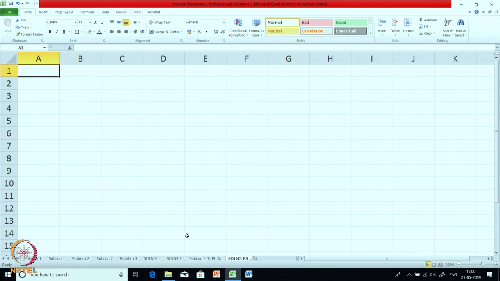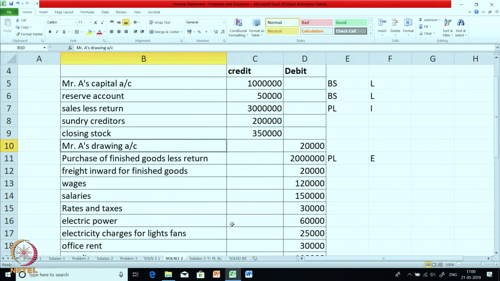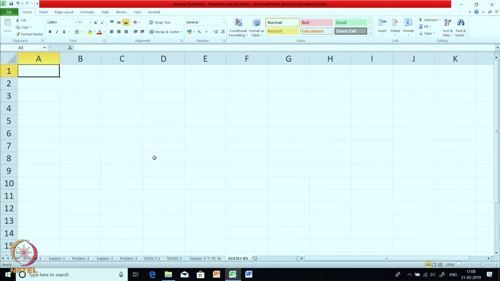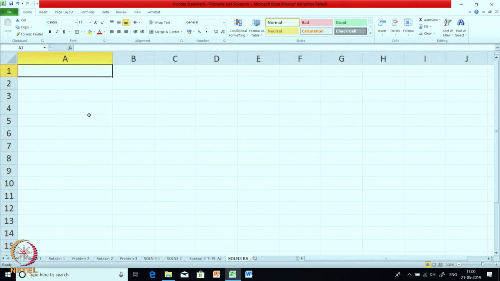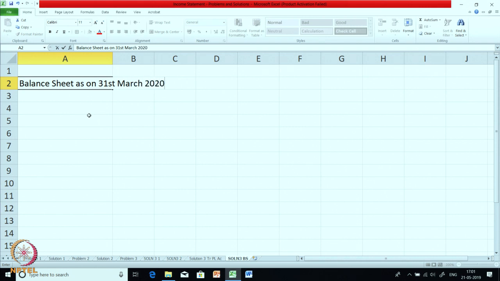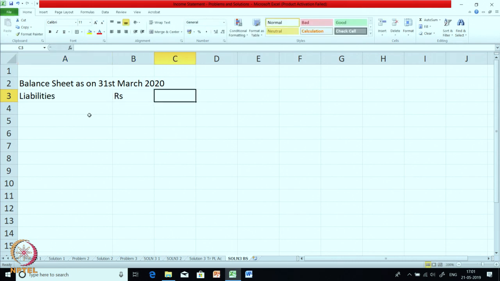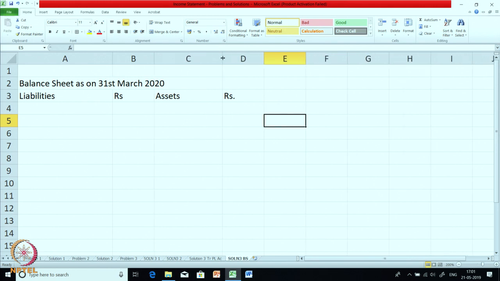Now, based on the items which are given in the trial balance, prepare the balance sheet. I am deliberately not showing you the solution. I hope you are able to make it yourself now. So, balance sheet on 31st March 2020. If you have made it yourself earlier, check it. If not, make it now along with me.